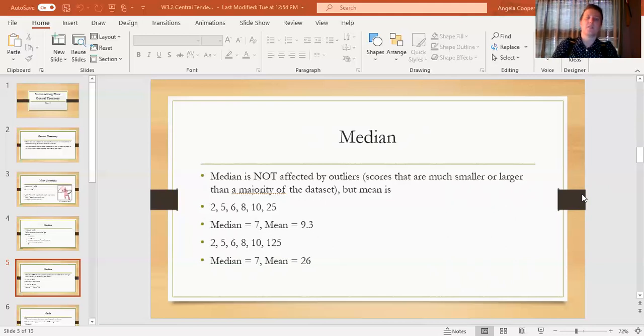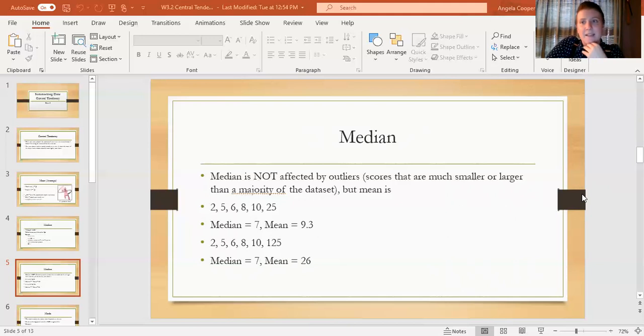But anyway, so we have 2, 6, 8, 10, and 125 for the second data set. Median doesn't change. It's still 7 because we're still looking at the number that's between the 3rd and 4th number in the data set. Those two numbers are still 6 and 8 regardless of the outlier.